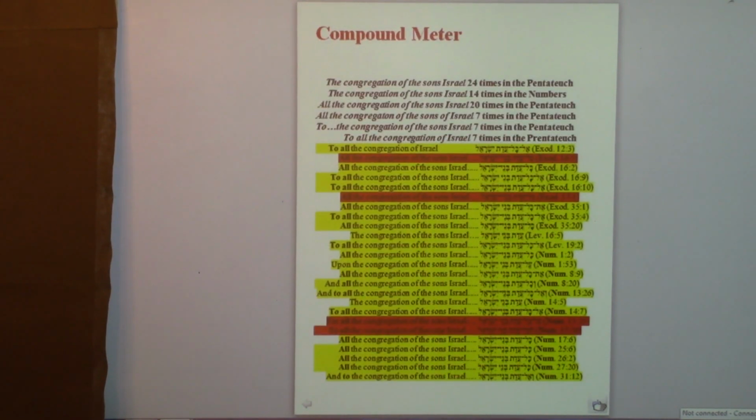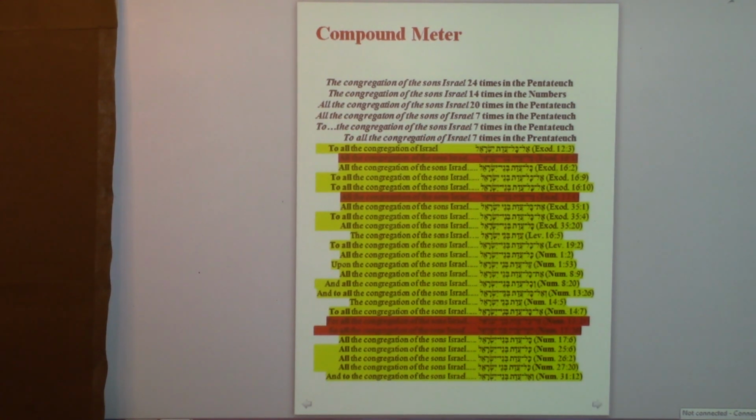Now that's a nice introduction to compound meter. Could also be called complex meter. We're looking at the more simplified examples. These are much more complex. Notice the top phrase, the congregation of the sons of Israel, 24 times; the congregation of the sons of Israel, 14 times; all the congregation of the sons of Israel, 20 times; all the congregation of the sons of Israel, 7 times; to the congregation of the sons of Israel, 7 times; to all the congregation of the sons of Israel, 7 times. It's a rather unusual list here.